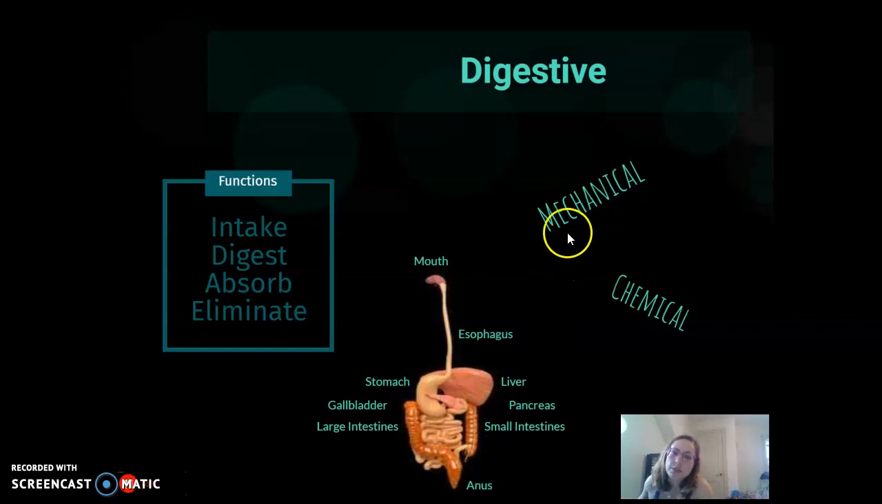So digestion is mechanical by chewing, and it's also chemical. So we have chemicals in our saliva, and we have chemicals in our stomach and our intestines, and it helps to break that down so it's more usable.